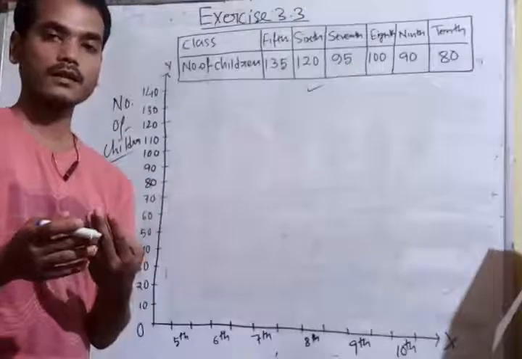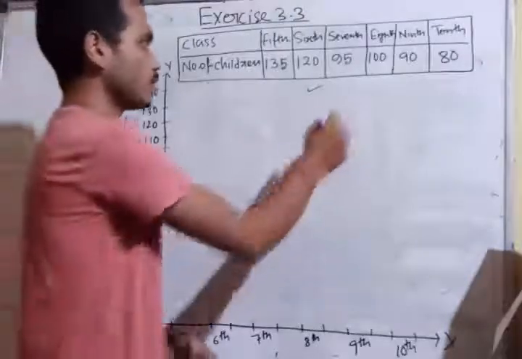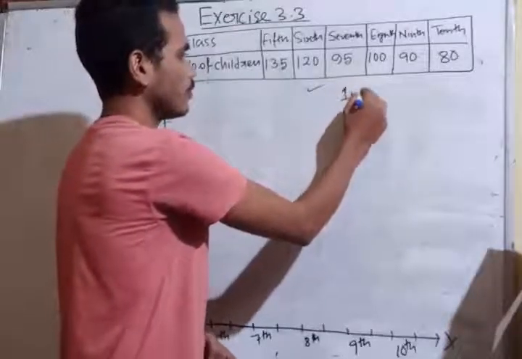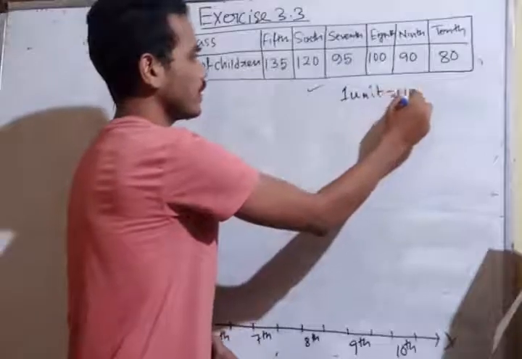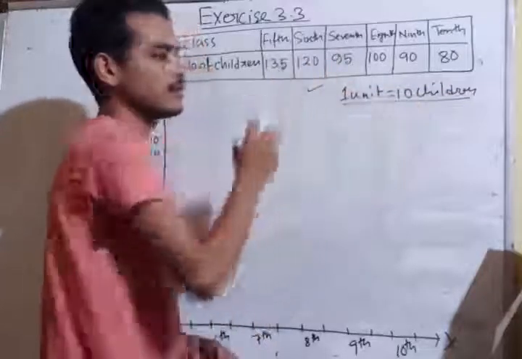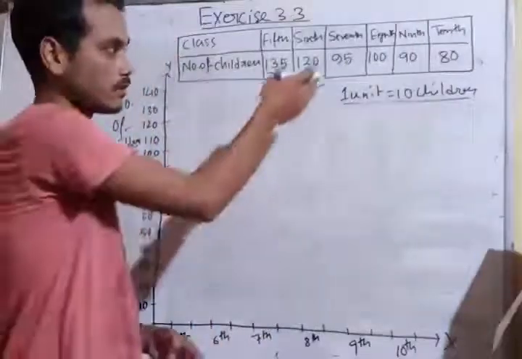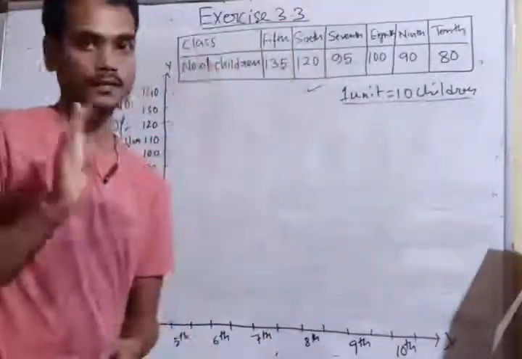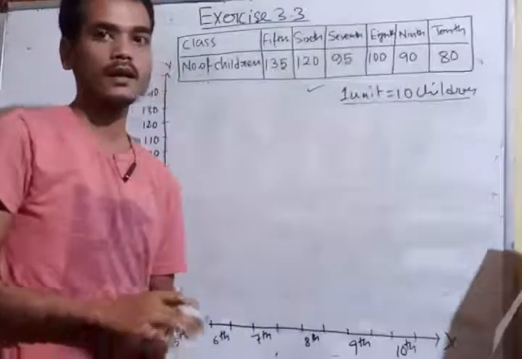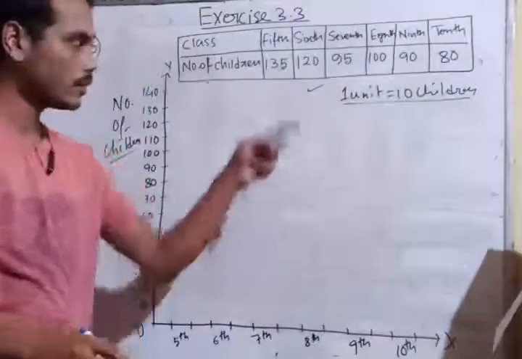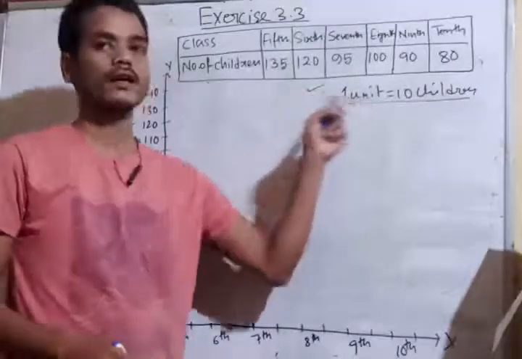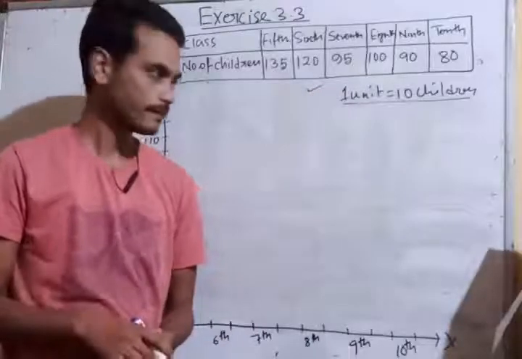This is called our scale. If you have to write the scale here, you will write 1 unit is equal to 10 children. This is very important and you have to mention it. For this part you can get your half marks, otherwise your half marks will be deducted if you don't mention it. What is your scale? I am taking 1 unit equal to 10 children, so my scale is 1 unit is equal to 10 children.